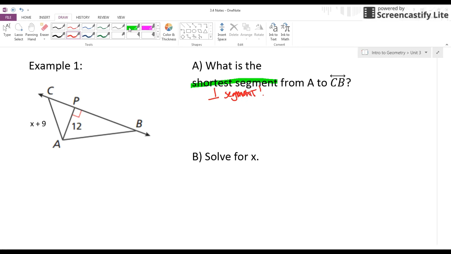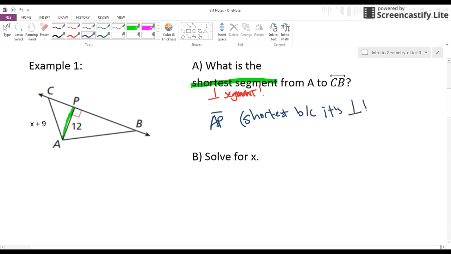So look at the diagram. What is perpendicular? Look for the right angle. I'm going to see this perpendicular segment right over here, AP. So that means the answer to this question is AP, right? It's the shortest because it's perpendicular. I'm just going to write that in parentheses so you can remember that: shortest because it's perpendicular, from the point to the line, okay?